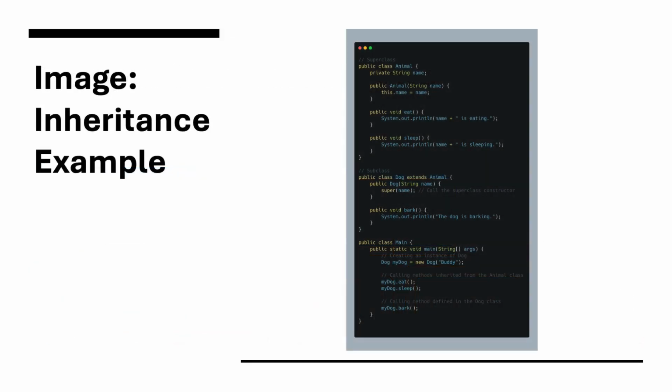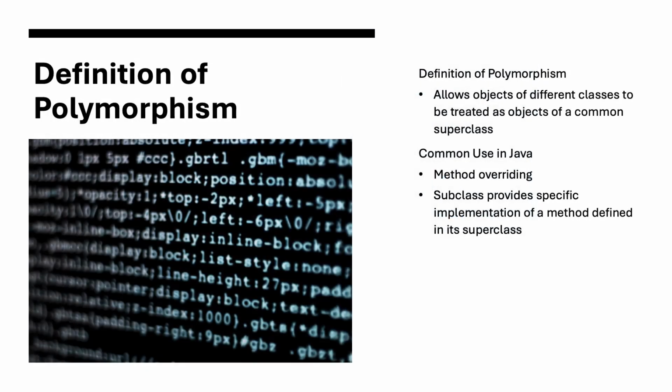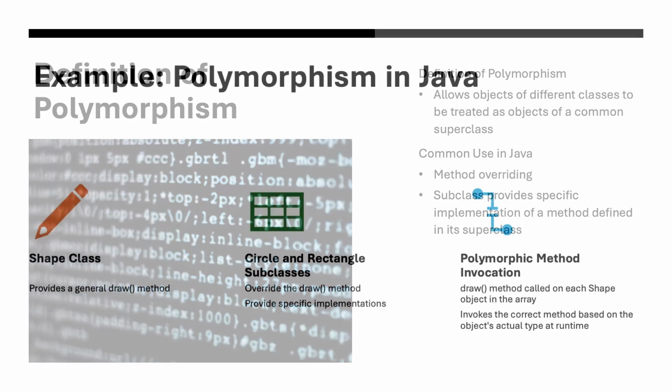So here's an example that illustrates the concept of inheritance in Java. We have the animal class, and then we have the dog subclass that inherits from animal and extends it and adds the bark method. The next definition we'll look at is polymorphism. Polymorphism allows different class objects to be treated as a common superclass. In Java, it's commonly used in method overriding, where subclasses provide specific implementations of superclass methods.